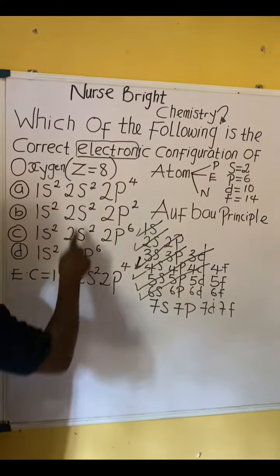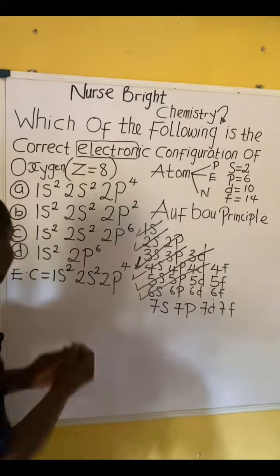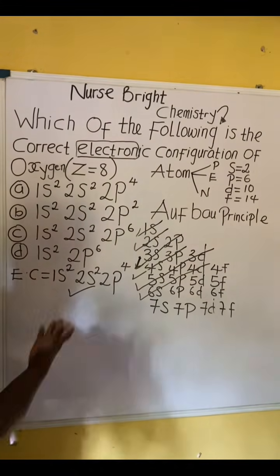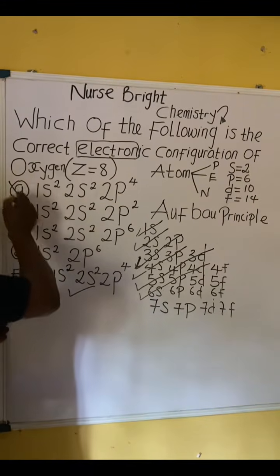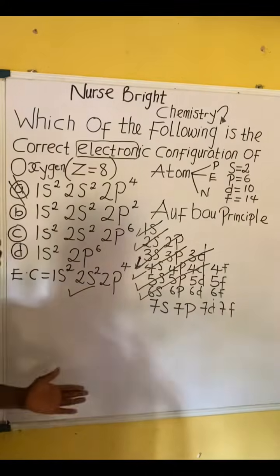Because when you count, you're writing for 8 being the electron number. So 2 plus 2, that's 4. 4 plus 4, that's 8. This is the electronic configuration of oxygen. So you look for your answer in the options. Option A is the answer to this question. They are all very easy. They are not difficult at all. So that's how it's solved.